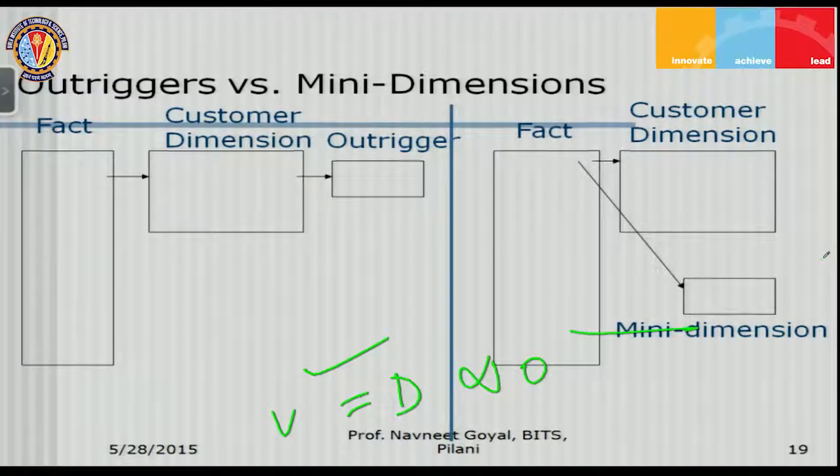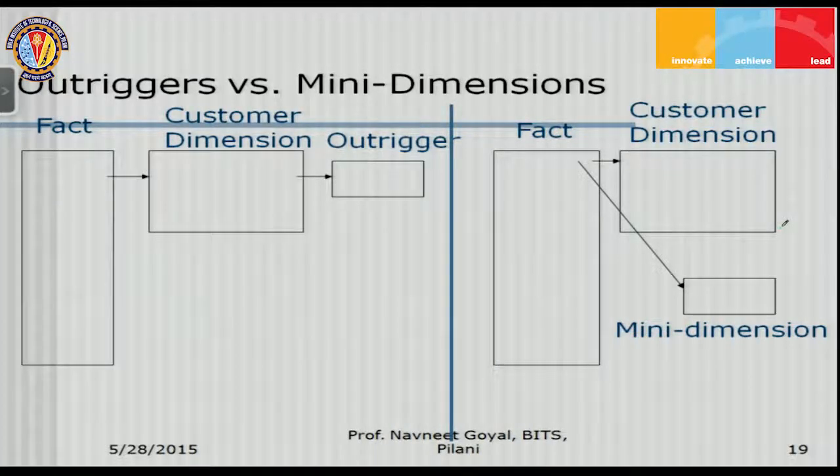So let me just summarize how these outriggers are different from mini dimensions. This is a pictorial representation of the things. You can see here on the left is the outrigger. There's a fact table which talks to the customer, which has a foreign key here, and then this has a foreign key here. So these are foreign keys, right? And outrigger has no connection directly with the fact table. Whereas here you can see there's a foreign key, and there's a new foreign key that I have to introduce to connect to this mini dimension.